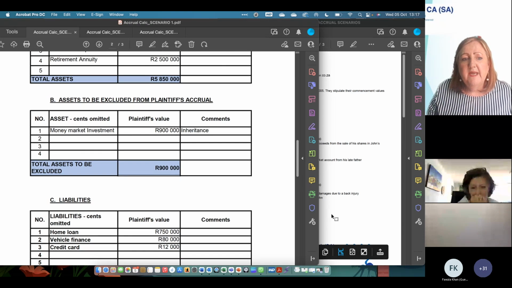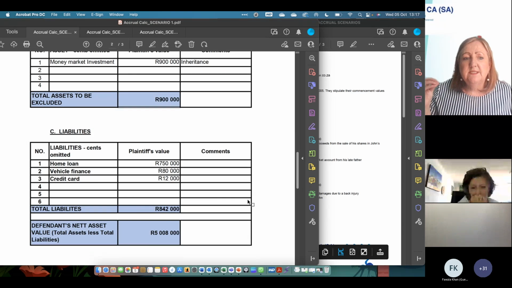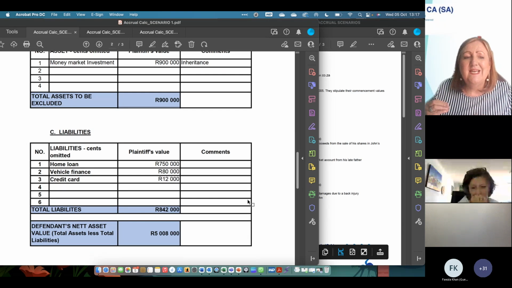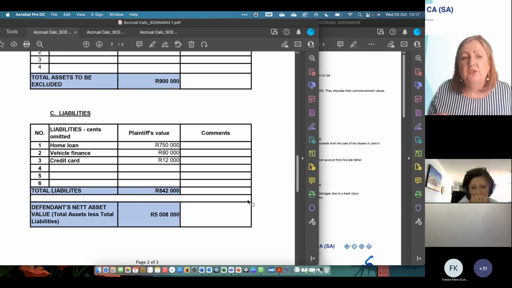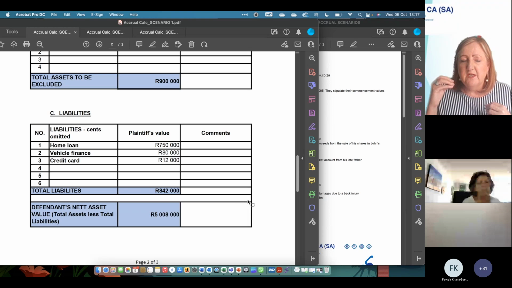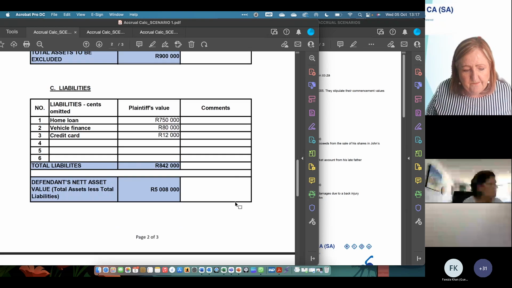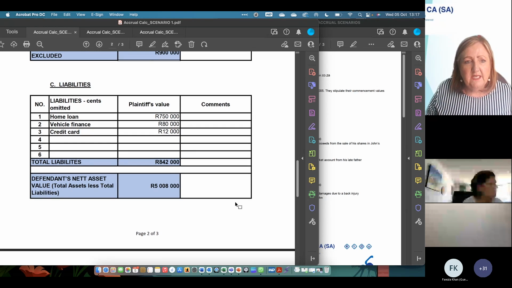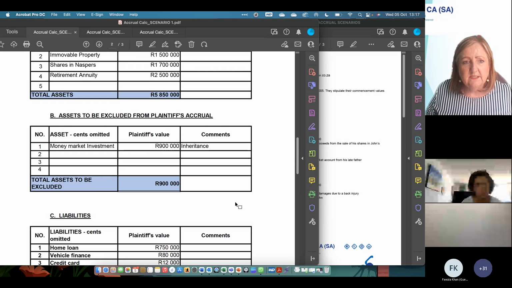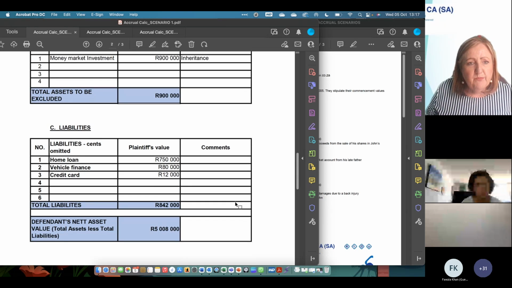One must always make sure that if there's a liability attached to an asset, you must account for the asset on the asset side as well. So the vehicle finance, you've got vehicle finance, but you've also got a car with a value attached to it. So that's why we've got the vehicle at the top as a part of the assets. So that's just a tip on that side.